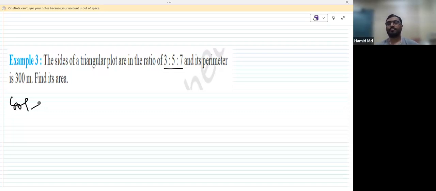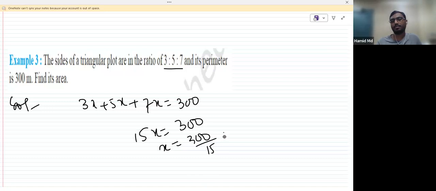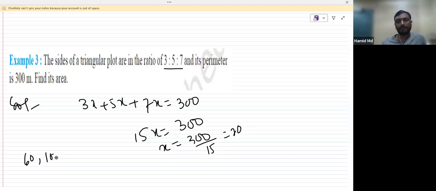We will do 3x plus 5x plus 7x, because we don't know what number it is multiplied with, so we take it as x. 3x plus 5x plus 7x is equal to 300. So 15x is equal to 300. x will be 300 divided by 15, which is 20. So the first side will be 3 into 20, that is 60. Another will be 100, and another will be 140. So this adds up to 300?